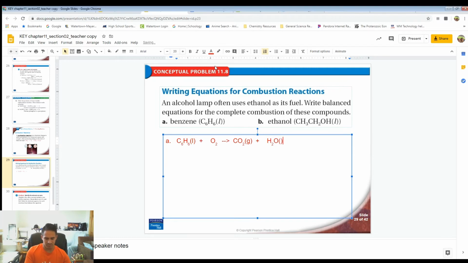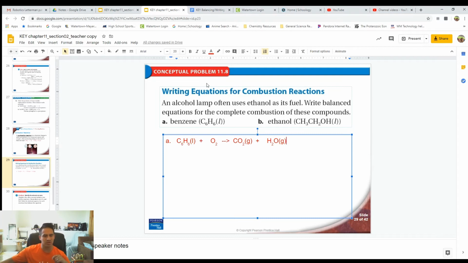H2O gas. And the H2O is going to be a gas because it's going to be hot. So when it's formed, it's going to be a vapor, right? So it'll be a gas, it'll be hot. It won't be a liquid. So these ones are very easy to write out. The tricky part with these ones is actually balancing.